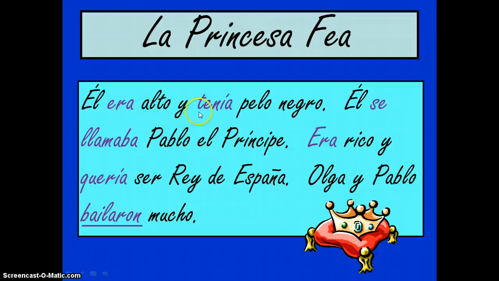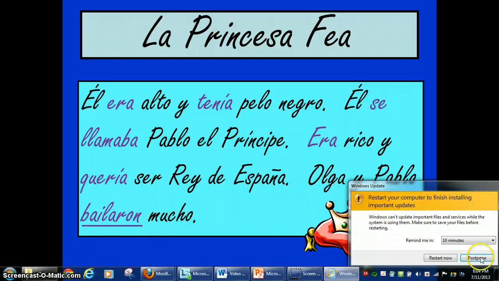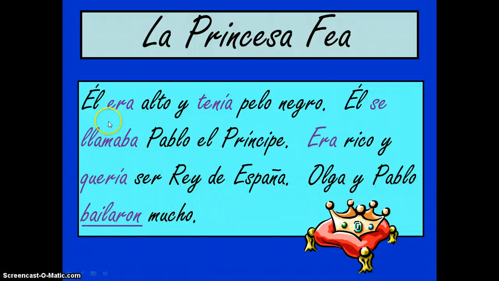Él era alto y tenía pelo negro. Él se llamaba Pablo el Príncipe. Era rico y quería ser rey de España. Olga y Pablo bailaron mucho. Okay, so you see another sort of setting of the scene here. You're describing El Príncipe, telling us what his physical characteristics are like, what his name is. There's an emotion. He wanted to be king.